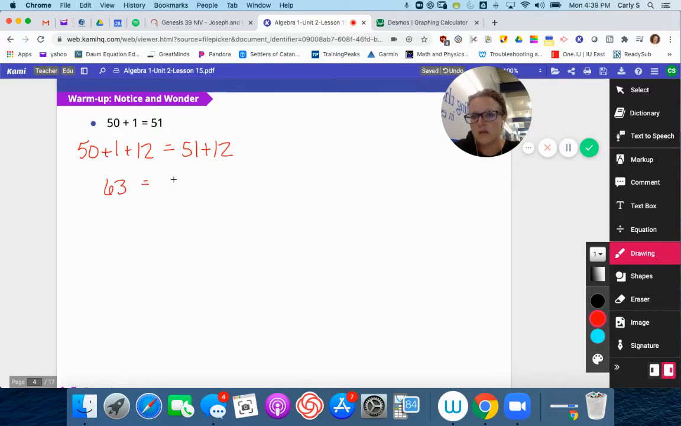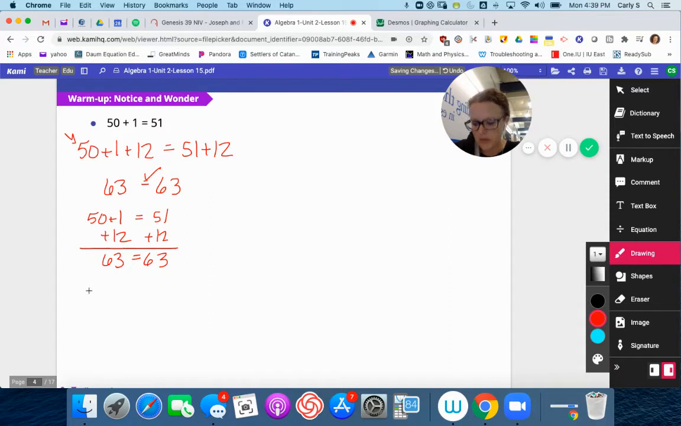63 equals 63. So what does the resulting equation look like? So there's my equation. And is it true? Yes. I could also write it like this. Plus 12 and plus 12. And I'm still going to get the same answer. Right? Okay, let's try another one.